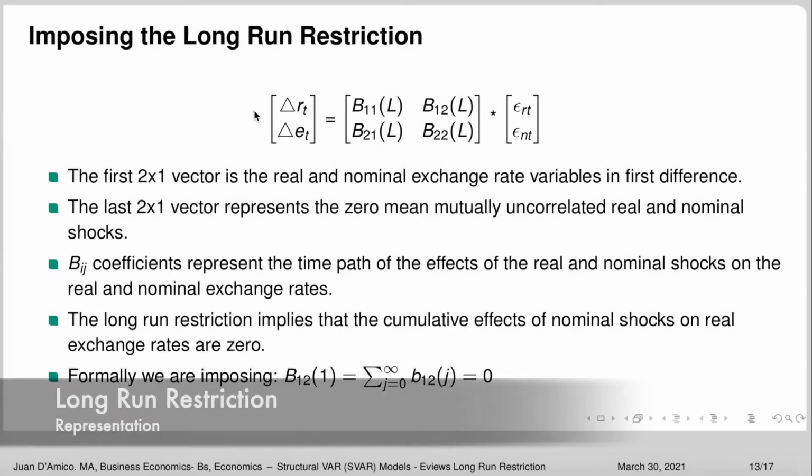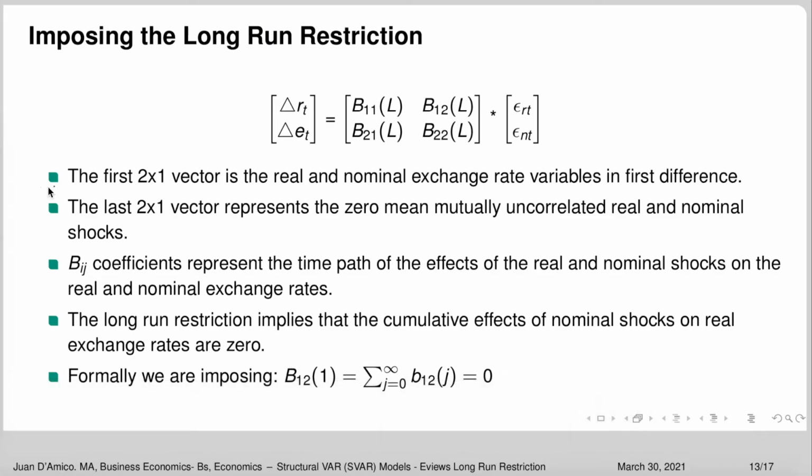In this slide, I'm going to show you what we are doing with imposing the long-run restrictions. So the first 2x1 vector is the real and the nominal exchange rate, okay? And they are in first differences. Then the last 2x1 vector represents the zero mean, mutually uncorrelated real and nominal shocks. The main matrix in here holds the coefficients that represent the time path of the effects of the real and nominal shocks on the real and nominal exchange rates.